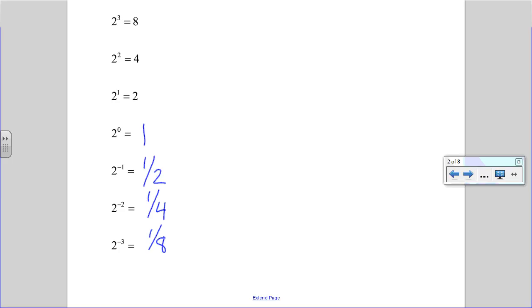Let's have some eyes up front. 2 to the 0 cannot be 0 because then our dividing by 2 pattern wouldn't work. But then 1 divided by 2 is what? 1 half. Beautiful pattern. It divides.